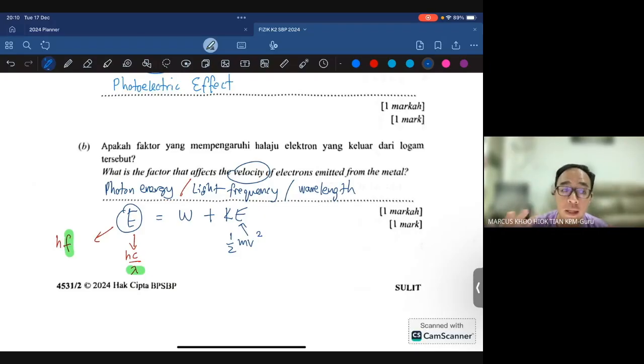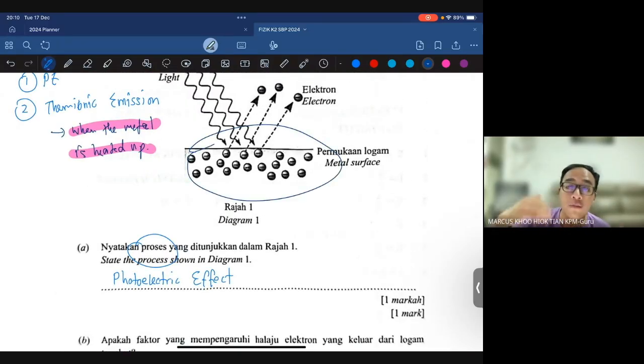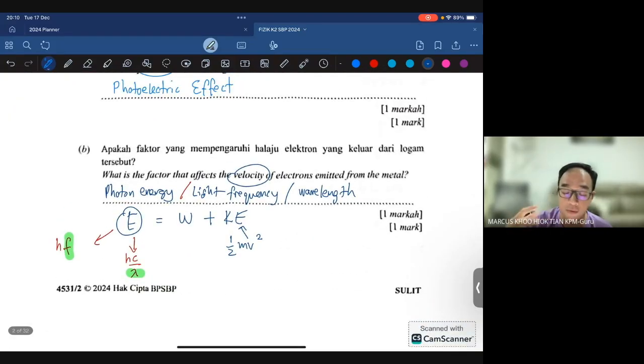What you should not be answering, of course, is the work function, because the work function is a set thing. It is set and you cannot change it, sebab itu bergantung kepada the type of metal. Different metals have different work functions, so it's not a factor that affects the velocity lah.